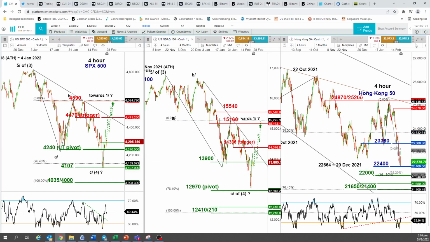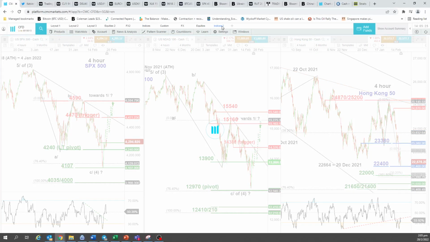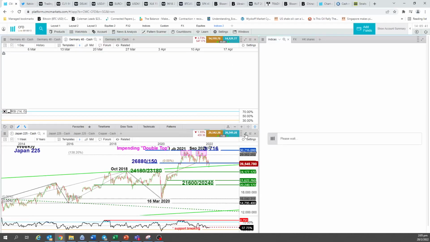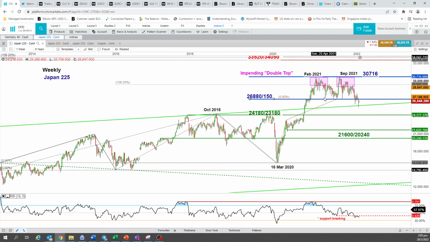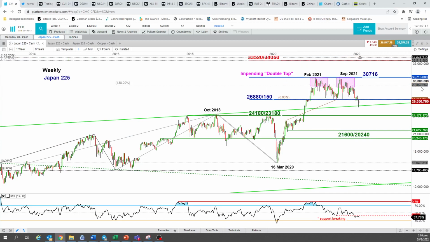Now, the next Asia index I'd like to highlight will be this Japan 225. So what's in store for this Japan 225? Let's take a look. Okay, so for the Japan 225, look at the longer term chart. This is the weekly chart. What we could see over here is a very bearish formation.